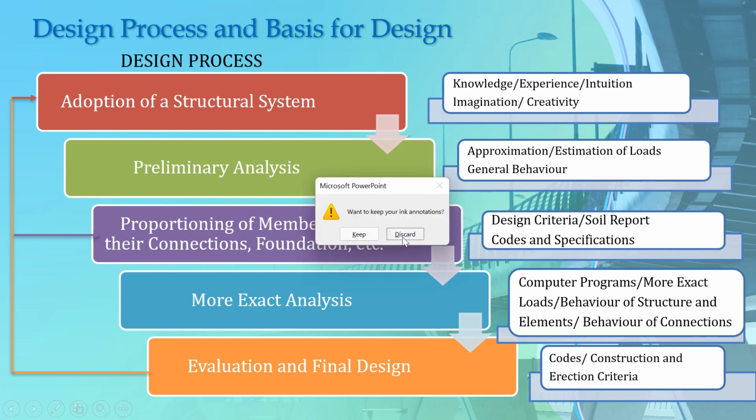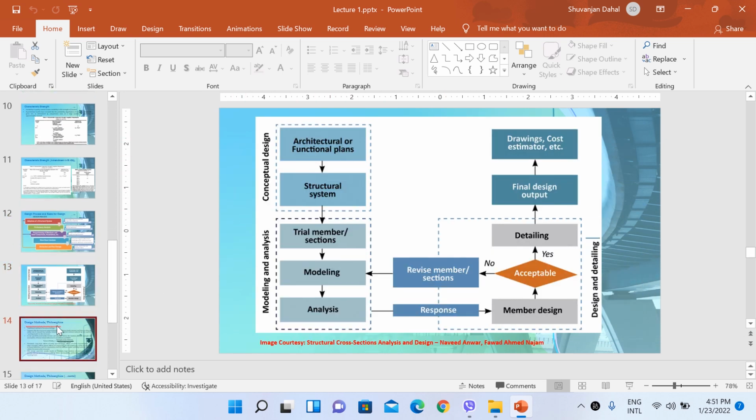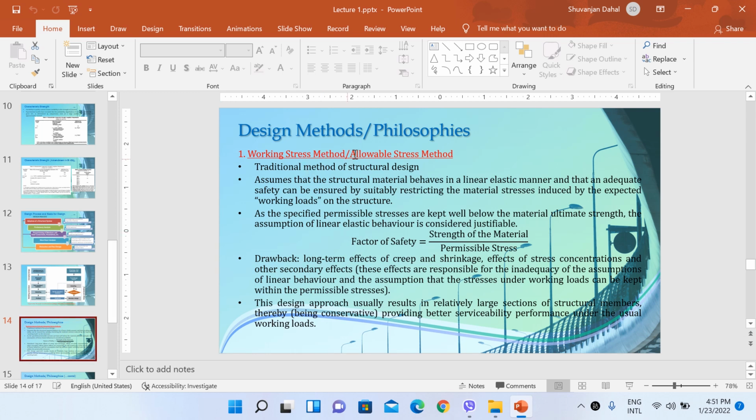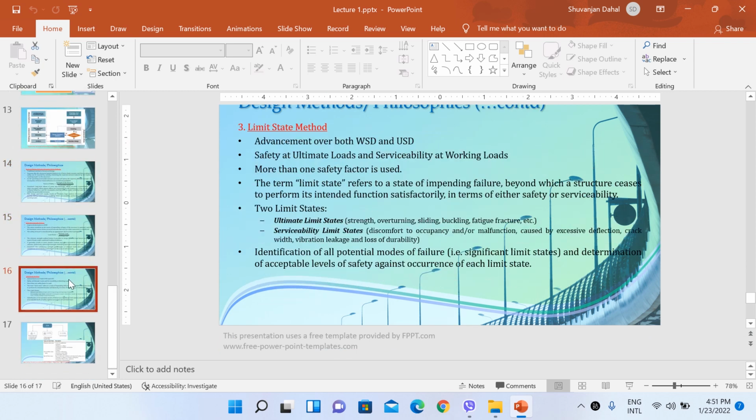I would like to stop here for today's lecture. In the next class, we will see the design process. We will look at some charts, and then we will see some design methods or philosophies. We will discuss the working stress method, the ultimate strength method, and the limit state method. So these two topics I will leave for our next lecture.